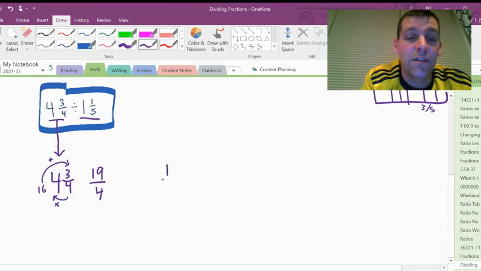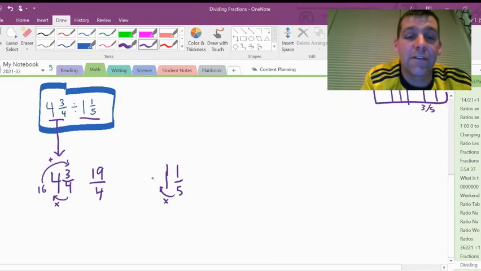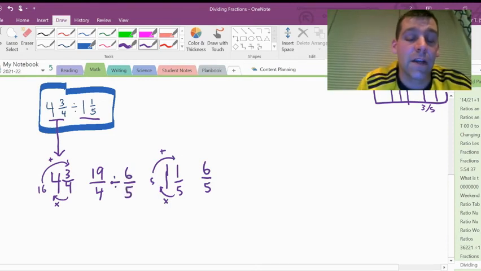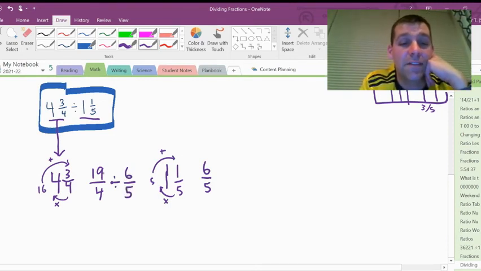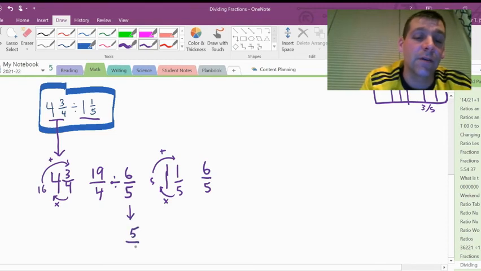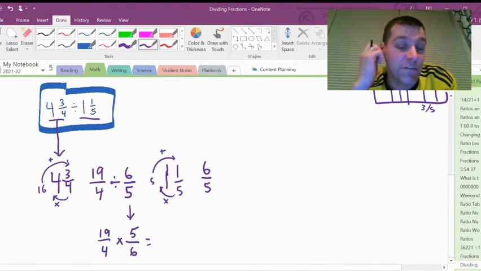And I've got 1 1/5. So my 1 1/5, if I go 5 times 1, multiply that here, I've got 5 plus 1 more equals 6, right? So now I've got 6/5, which makes a lot of sense. So if I'm dividing these here, 19 divided by 6, I can't do it. 4 divided by 5, I can't do it. So I'm going to take this, and I'm going to flip it over, so now it becomes 5/6, and I'm multiplying that by 19/4.